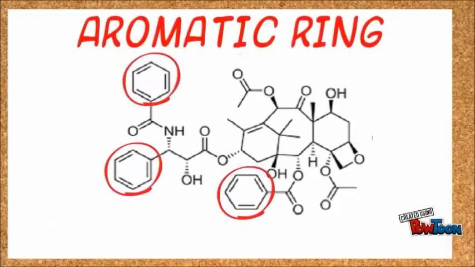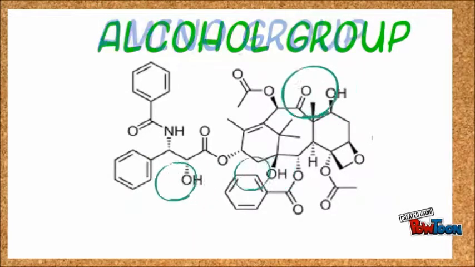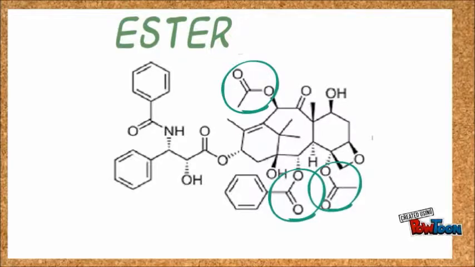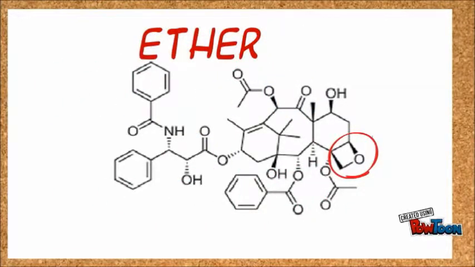And the fifth level is the L01CD01, which determines the compound paclitaxel. For these ATC codes, every level has different functions and different groups.